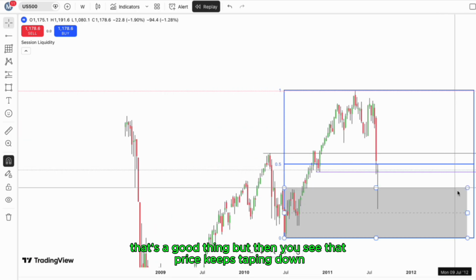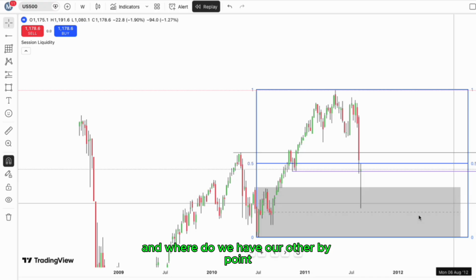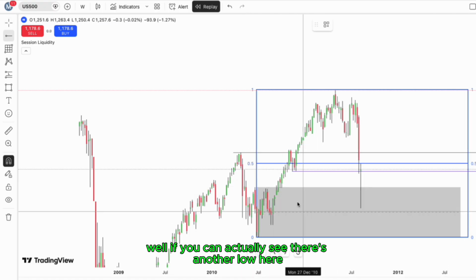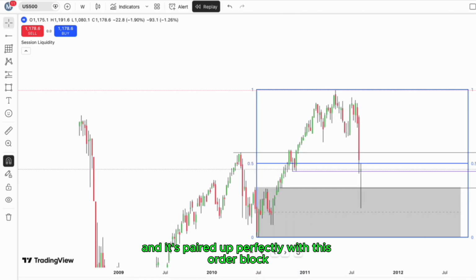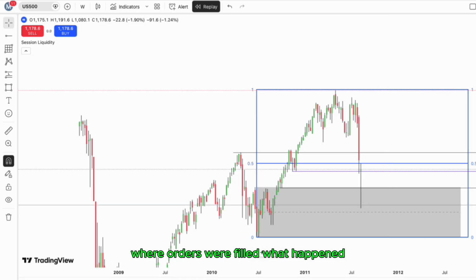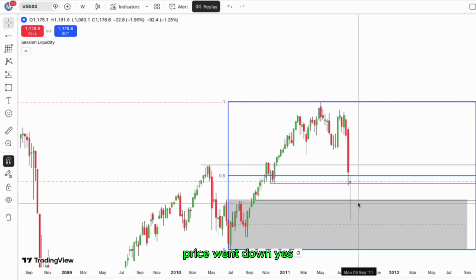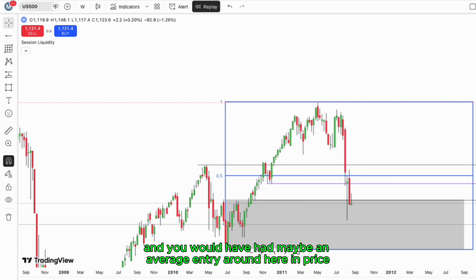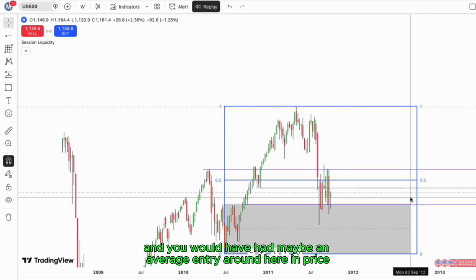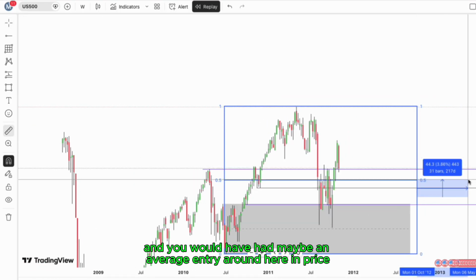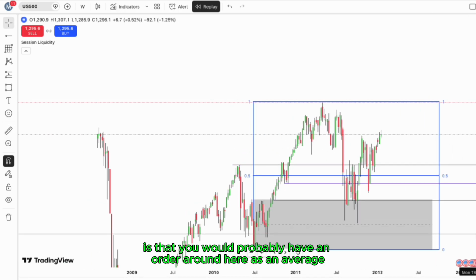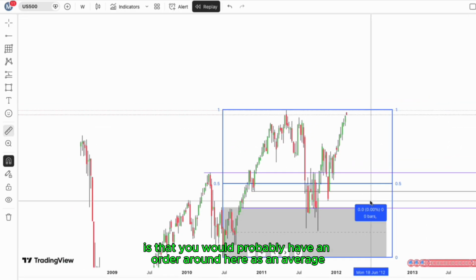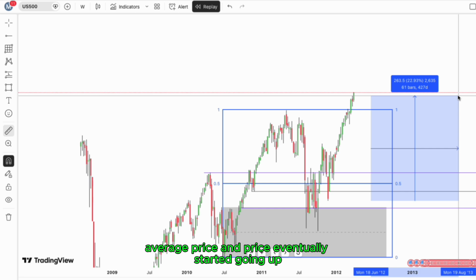But then we see that price keeps dipping down. And where do we have our other buy point? Well, if you can actually see, there's another low here and it's paired up perfectly with this order block where orders were filled. What happened? Price went down. Yes, you might have been in some drawdown, but overall orders were filled and you would have had maybe an average entry around here, and price eventually started going up.